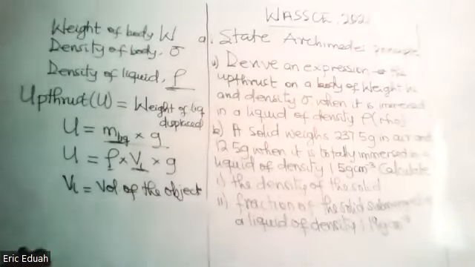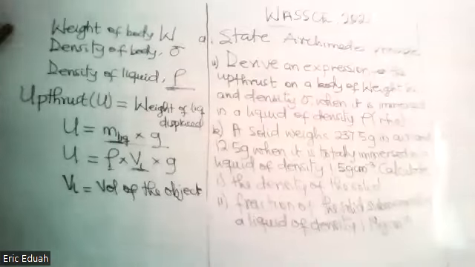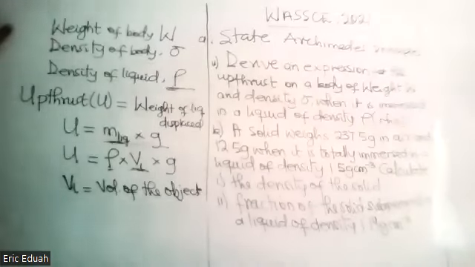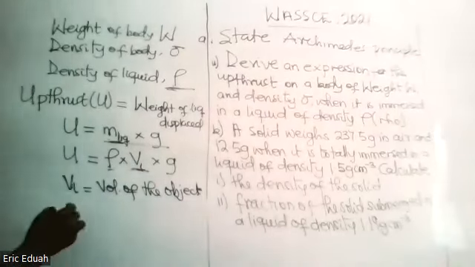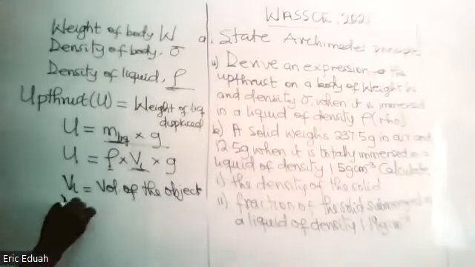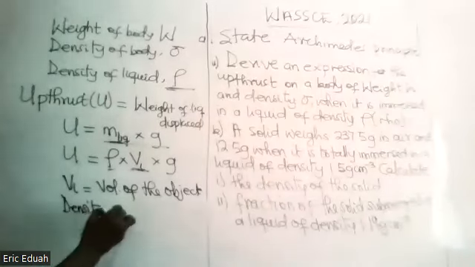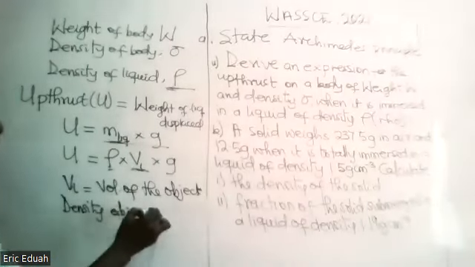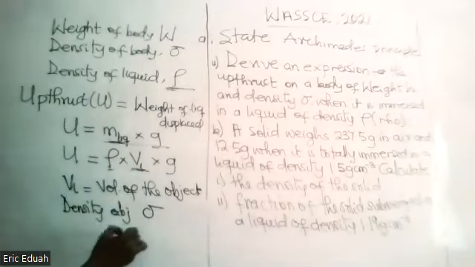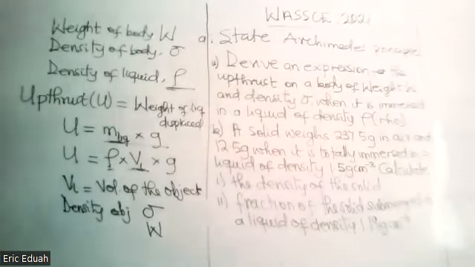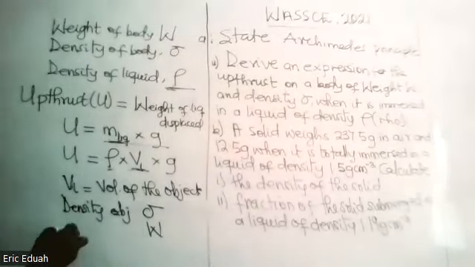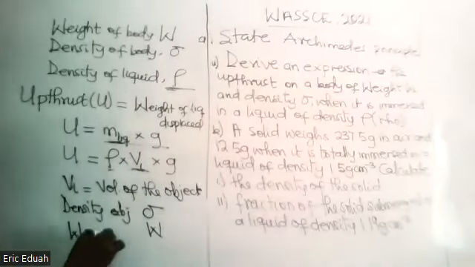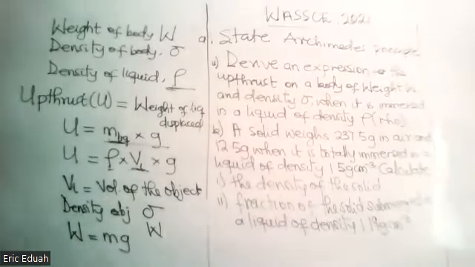The density of the body is sigma. And then you use the weight of the body to find the mass. Good. Thank you so much for the contribution. So you see, we have the density of the object, which is sigma. We also have the weight of the object, which is W. Okay, we can use this to find the volume. What is weight? Weight is mass times acceleration due to gravity.